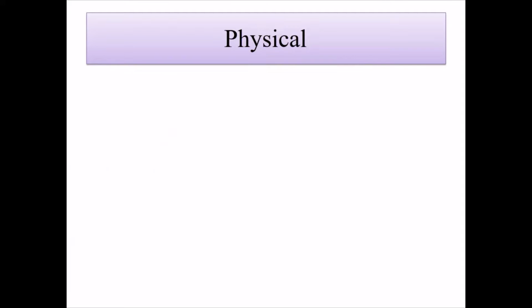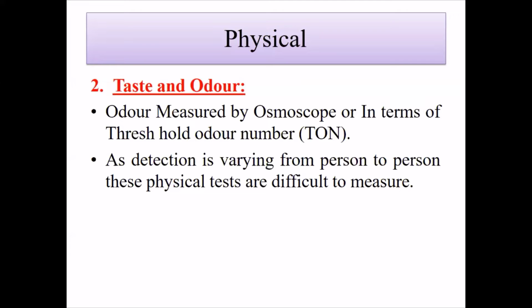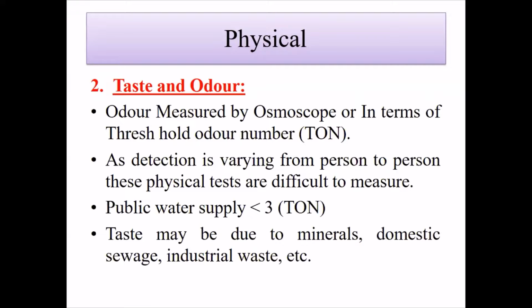Then next, taste and odor. Taste and odor is measured by Osmoscope or in terms of threshold odor number. As detection varies from person to person, these physical tests are difficult to measure. Then public water supply should not be greater than 3 threshold odor number. So taste may be due to minerals, domestic sewage or industrial waste, etc.